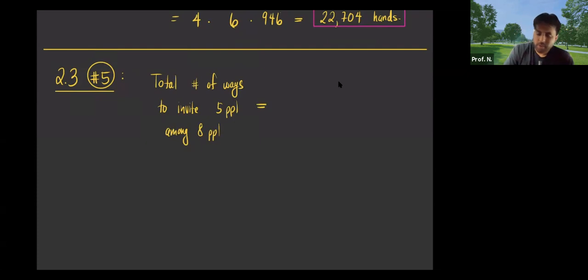That should be straightforward. It should be what? 8 choose 5, right? Again, we use these two notations as the same, but this notation is much more common. 8 choose 5 for binomial coefficients. And so then 8 choose 5 becomes what? 8 times 7 times 6 over 3 times 2 times 1, which is 56. So there's 56 different ways.